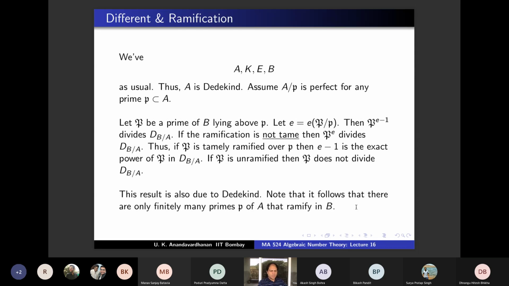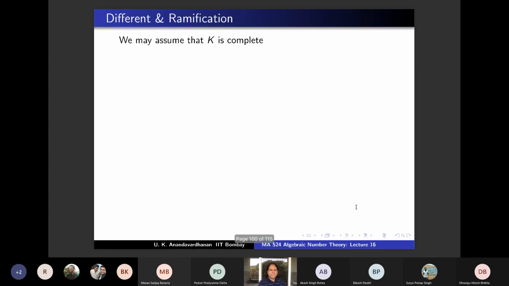Okay, so let's prove this result and then we will stop the lecture and then we can discuss a little bit. This is what we are going to prove. So it's an important result.